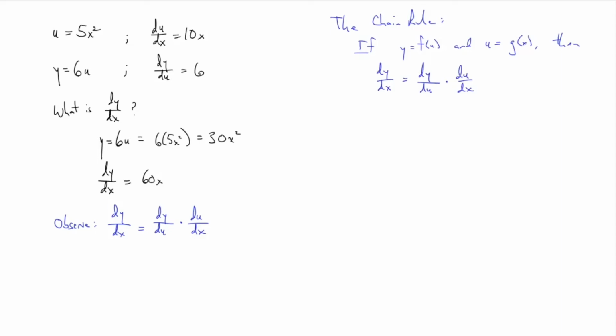And the notation is carefully chosen here to make this look like it's intuitively true. It's as if you would cancel the du's on the right-hand side and just get dy dx like we have on the left-hand side. That's not what's going on theoretically, but still the chain rule does hold. dy dx equals dy du times du dx.